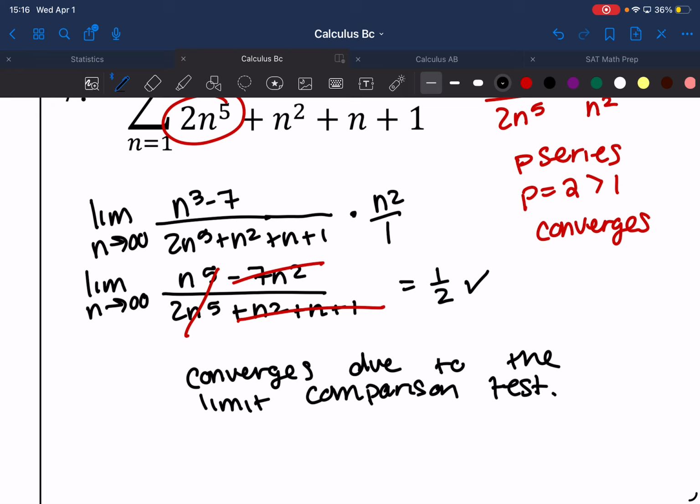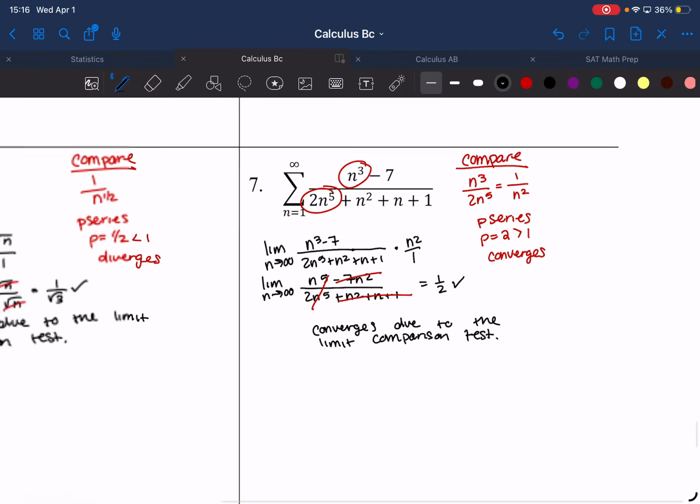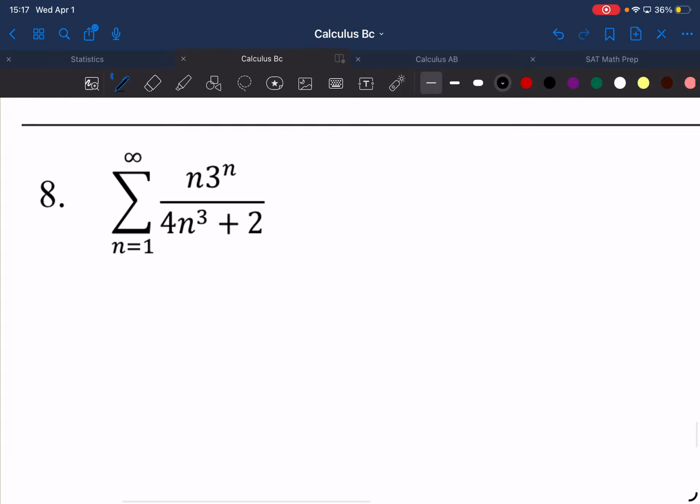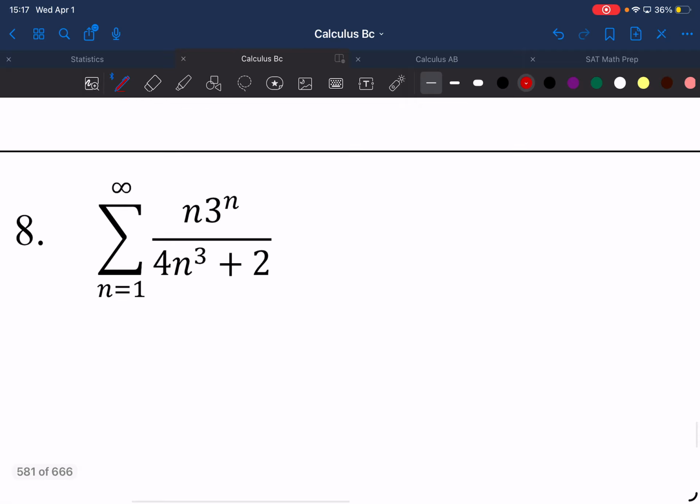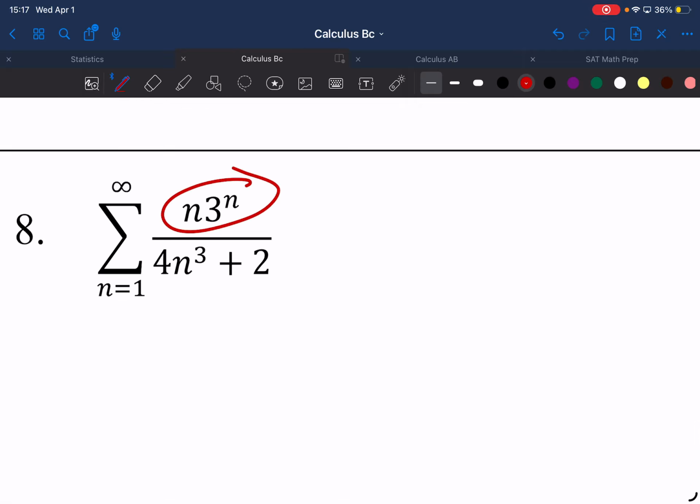Okay, let's look at number 8. Number 8 is different than all the other ones. Notice we have the summation of n times 3 to the n over 4n cubed plus 2. So we're still doing the same process. We're still looking to see what has the highest degree. So the numerator, we circle that entire thing. And then we look at 4n cubed.